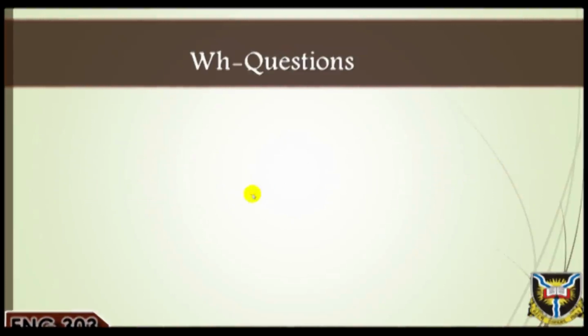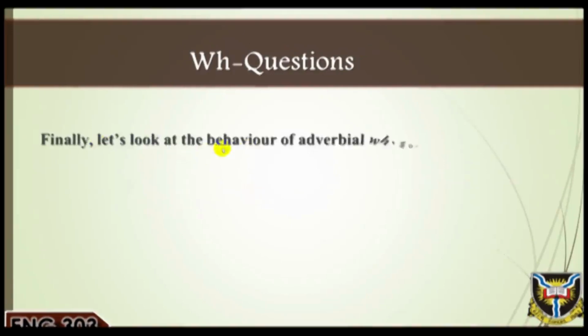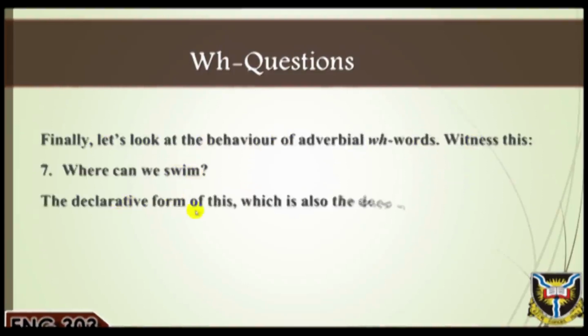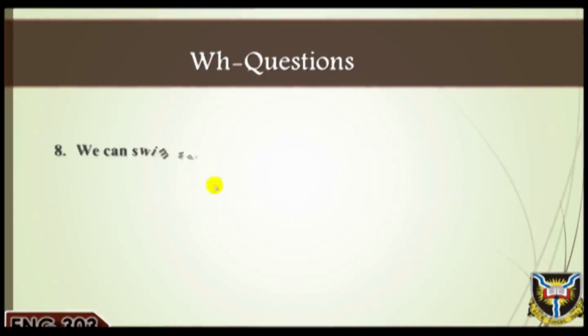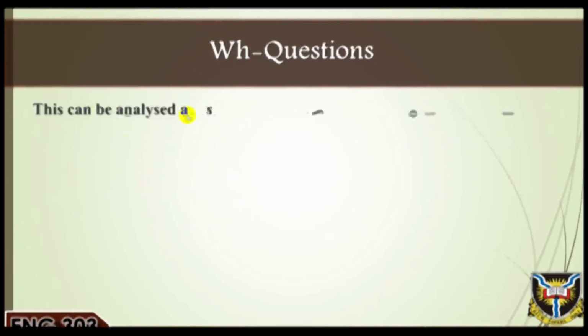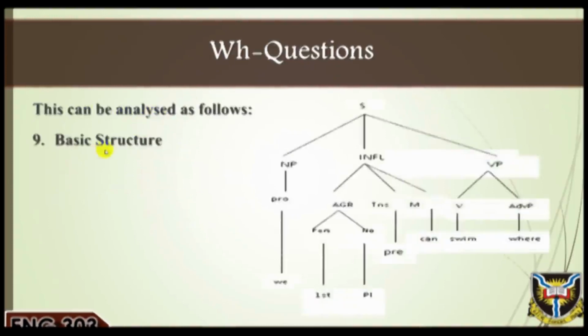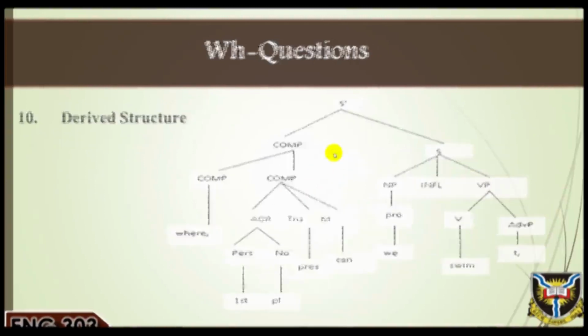Finally, let's look at the behavior of adverbial WH words. Witness this. 7. Where can we swim? The declarative form of this, which is also the deep structure, is 8. We can swim where? This can be analyzed as follows. 9. Basic structure. 10. Derived structure. Surface structure: where can we swim?